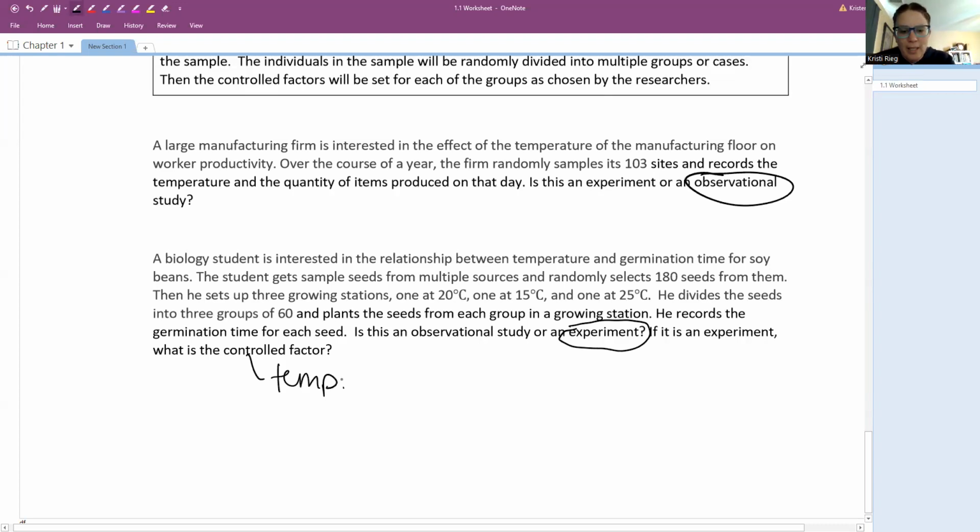Now, I just want to go back to the last example. That one also had temperature, but they didn't control the temperature. They just wanted to know if that temperature affected the productivity. So they recorded the temperature, but they never had any influence over the temperature. In this one, he very specifically set the temperature for the 3 groups. And that's what made it an experiment. Because he controlled the temperature, that's the control factor. He can't control the germination time, so that would be the effect. The cause is the temperature. The effect is the germination time.